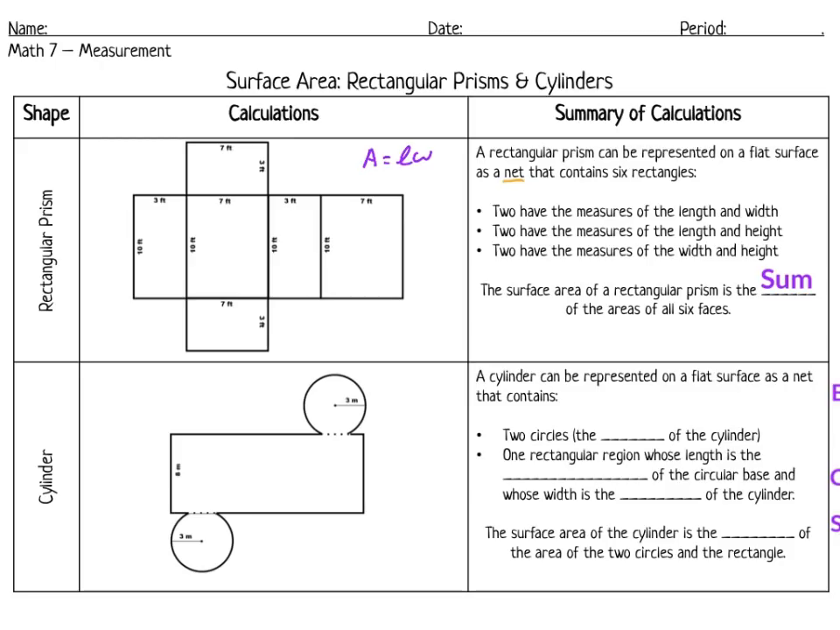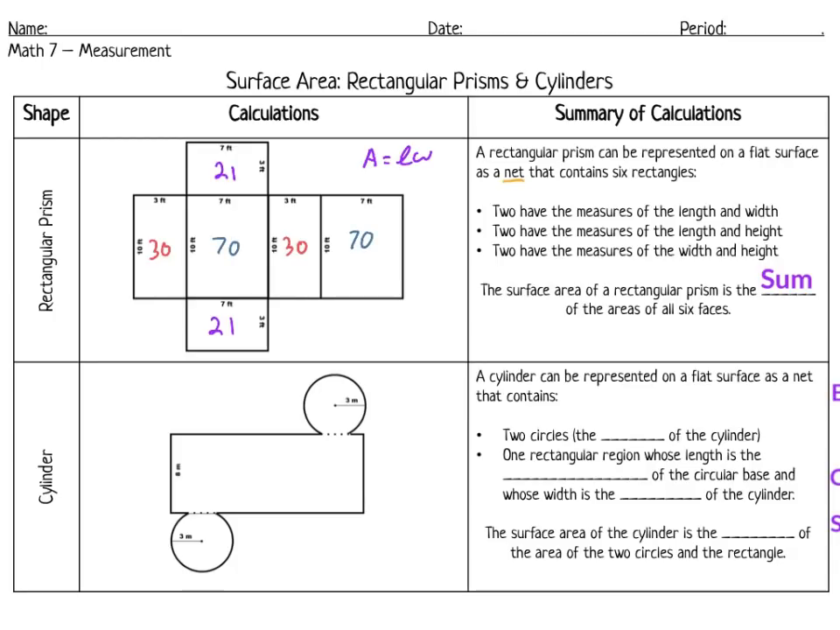So 7 times 3, that's going to give us 21. Again, 7 times 3 gives 21. Those are our 2 rectangles that measure that. 3 times 10 is going to give me 30, and another 3 times 10 gives me 30. Then our last one is 7 times 10, which gives me 70, and another 7 times 10 gives me 70.